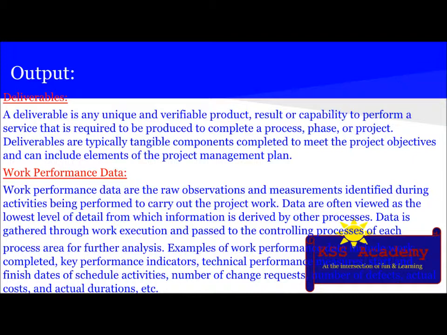The next output is work performance data. Work performance data are the raw observations and measurements identified during the activities being performed to carry out the project work. Data are often viewed as the lowest level of detail from which information is derived by other processes. Data is gathered through work execution and passed to the controlling processes of each process area for further analysis. Examples of work performance data include work completed, key performance indicators, technical performance measures, start and finish dates of scheduled activities, number of change requests, number of defects, actual costs, and actual durations, etc.